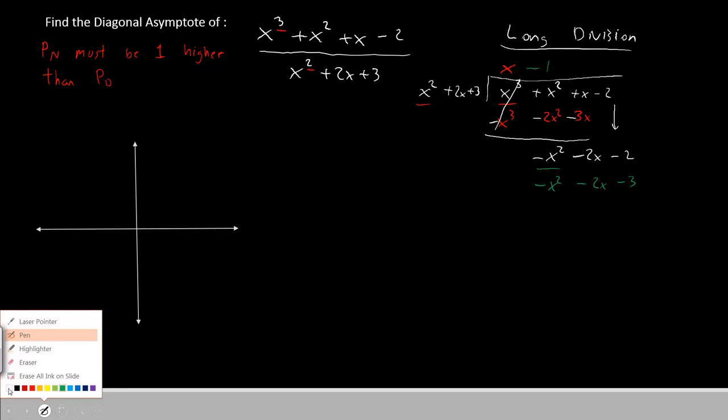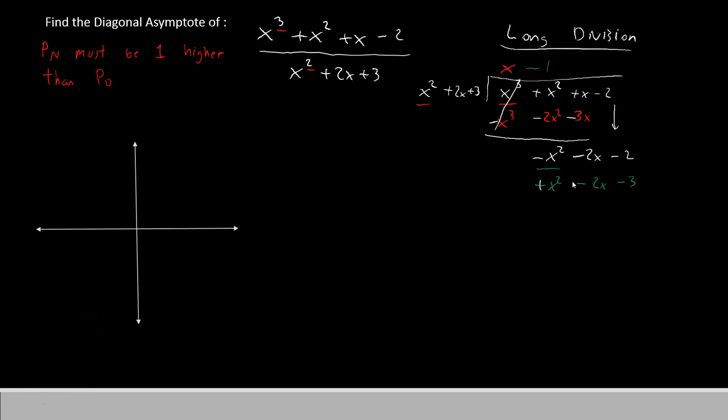Once again, we change all of the signs of the terms we've just gotten. Negative x squared plus x squared cancels out. Negative 2x plus 2x cancels out. Negative 2 plus 3 is simply 1. Our denominator is too high of a power to go into 1, so 1 will be our remainder. But the remainder is not what we are interested in, really. We want this quotient up here, x minus 1.